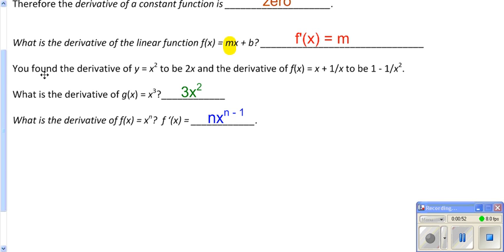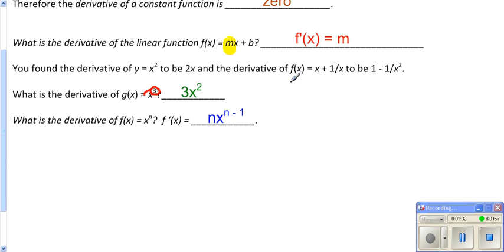Now, we have already found the derivative of y equals x squared, and that is 2x. We've also looked at in the past that if your function is x plus 1 over x, your derivative becomes 1 minus 1 over x squared. Based on that, hopefully you've been picking up on the pattern that really all we're doing here is taking our exponent right here, putting it down in front, and decreasing your exponent by 1. And so that's what we're doing for this one here.